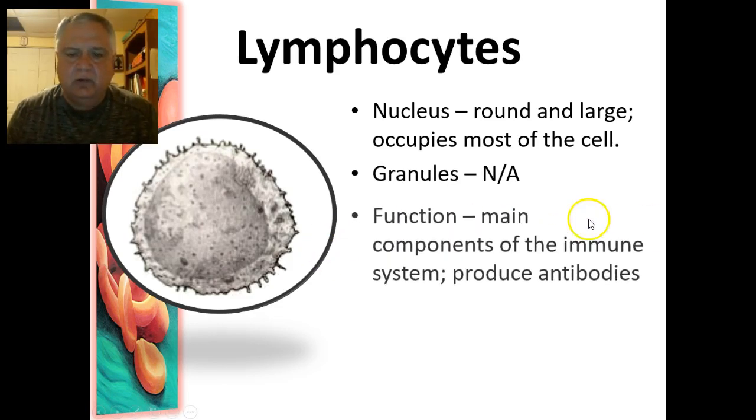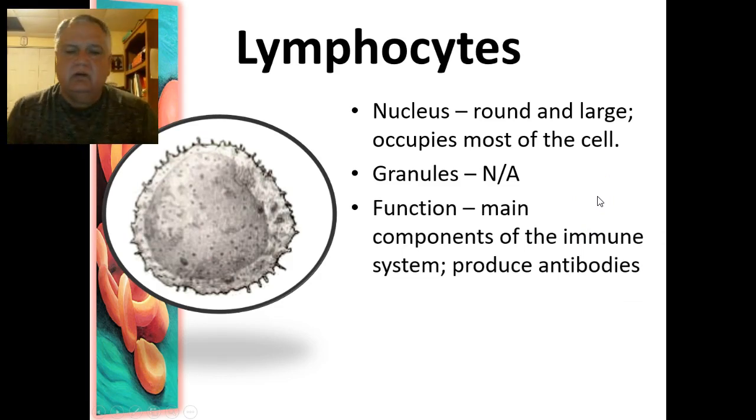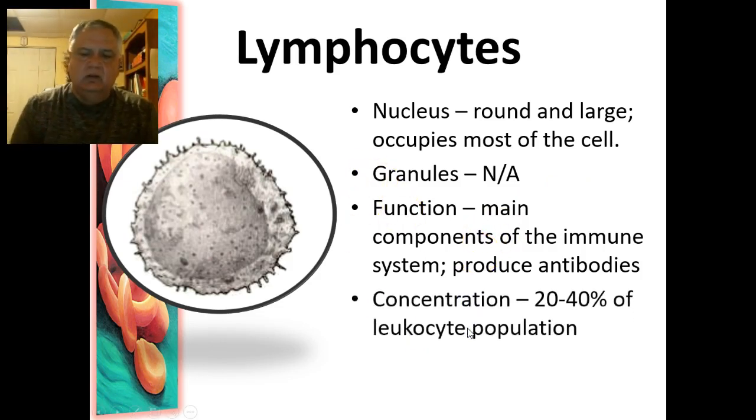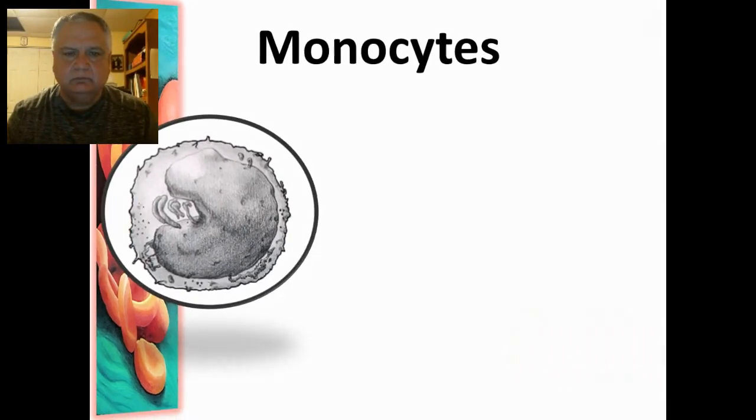These are agranulocytes. The lymphocytes, however, their function, they're the main components of the immune system. Lymphocytes produce antibodies, or at least a specific type of lymphocyte produces antibodies, which are very important in the immune response. So we're going to be up in concentration on these lymphocytes a little bit because of their importance. Their concentration is going to be anywhere from 20 to 40% of the total leukocyte population.